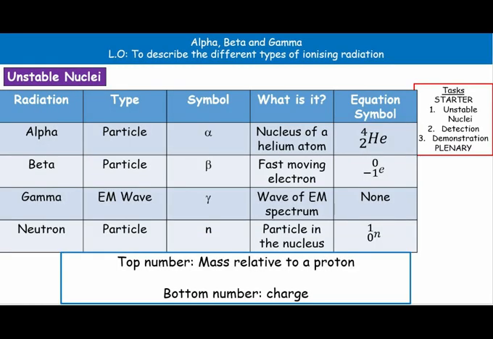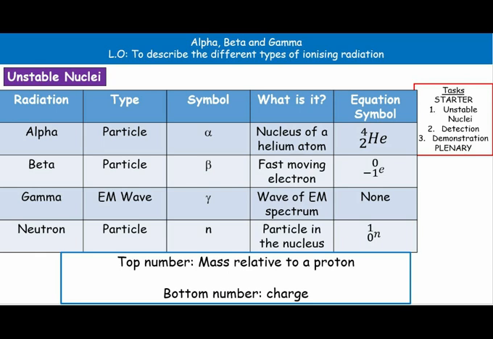What we need to know about then are 4 different types of radiation, and they're summarised in that table. Now, you are going to need this table, so by all means make a start on getting that in your books while I talk you through it. So what we have in this table are our 4 types of radiation: alpha, beta, gamma and neutron. Now, what I've given you there are the key bits of information about each one. So we've got the type of radiation it is, we've got the symbol for it, we've got what it really is, and then we've got the equation symbol for it as well.